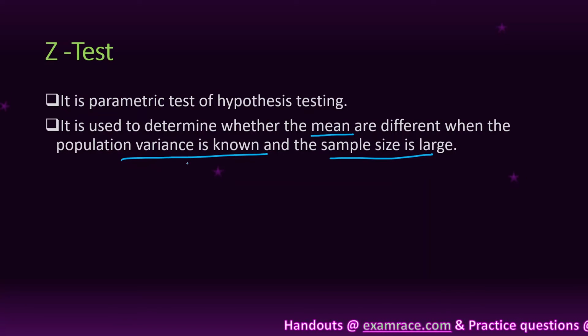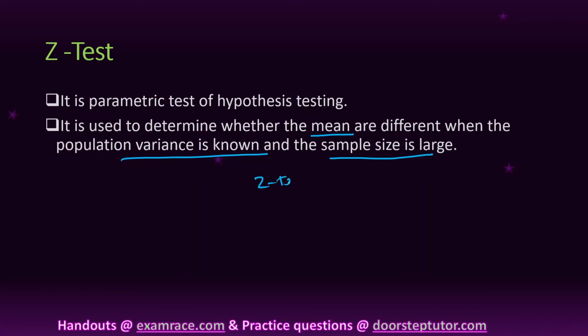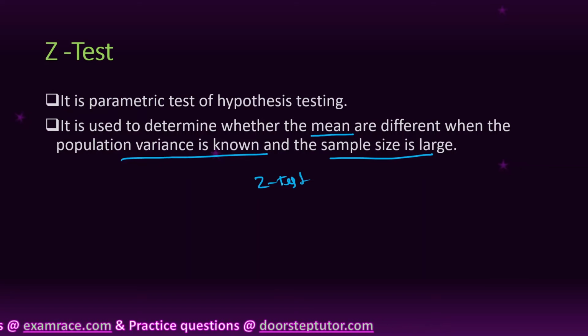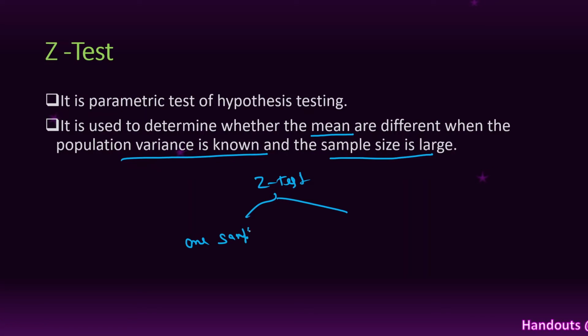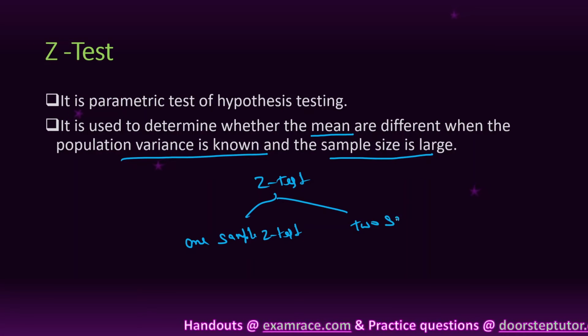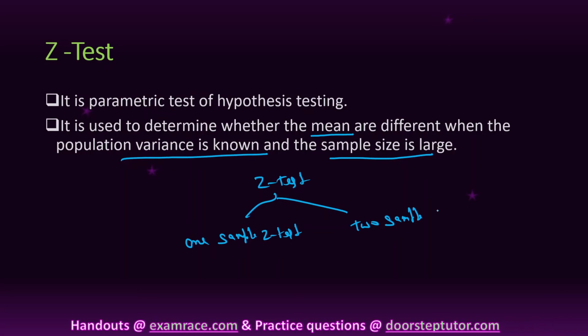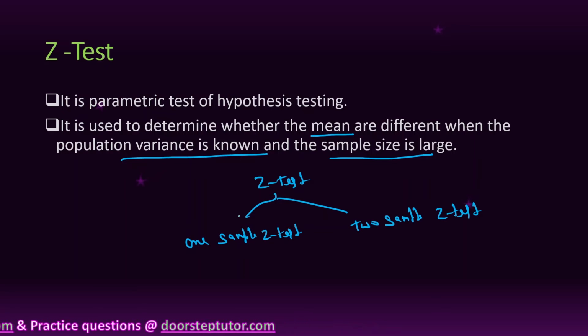Now we talk about how the z-test is also of two types: one sample z-test and two sample z-test, the same as the t-test. One sample z-test, and next is two sample z-test. Understood? Two sample z-test. So the z-test is of two types, one sample z-test and two sample.